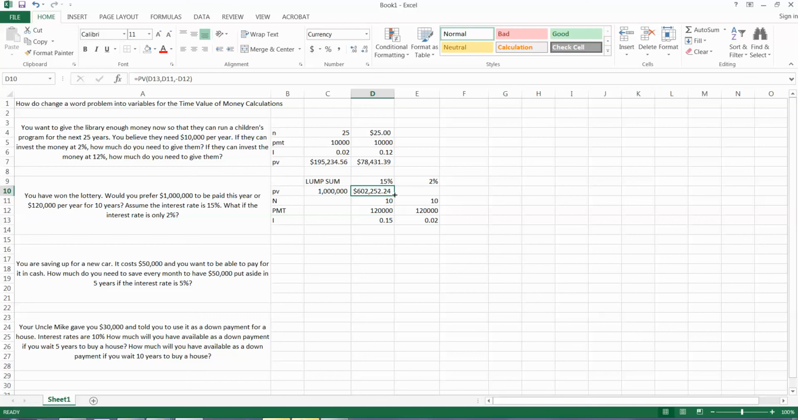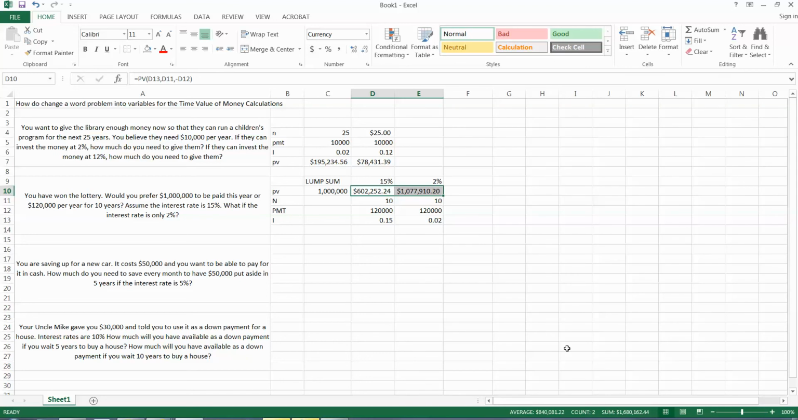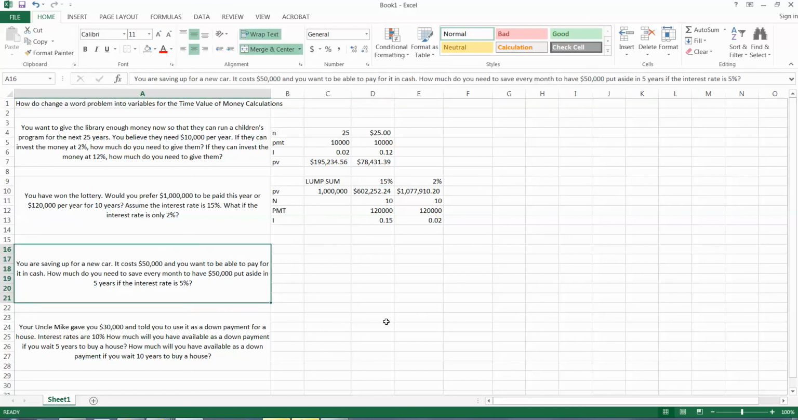What happens if, though, interest rates are only 2%? Well, it looks like it's a bigger number because it needs more space. Yep, 1,077,000. So if interest rates are 2%, then we want to take the money over time. But if interest rates are 15%, or really anything over 2%, we probably want to take the lump sum. All right, that's two down, two to go.